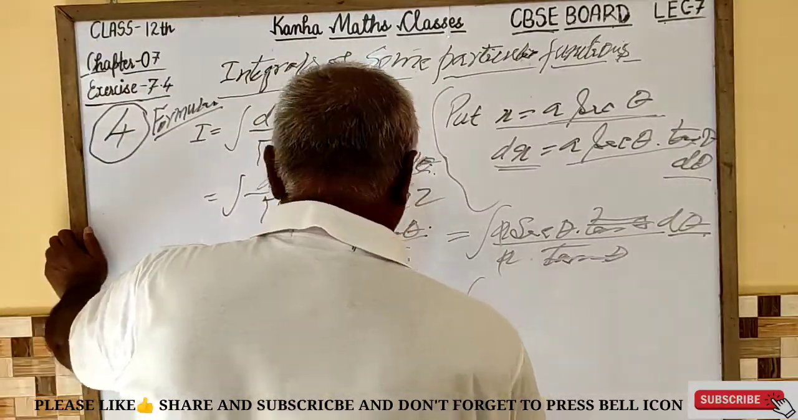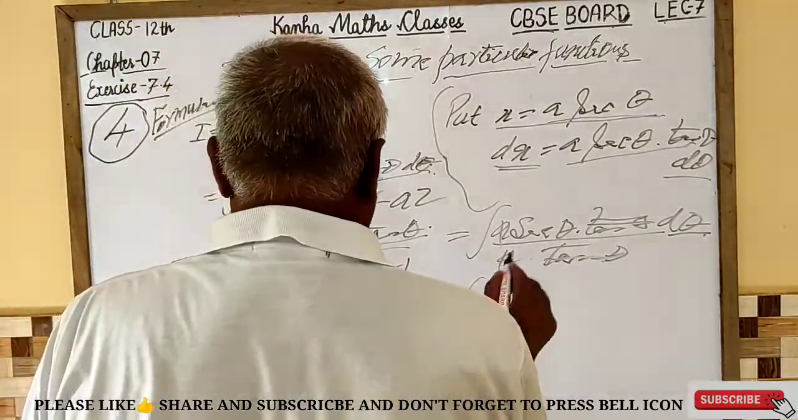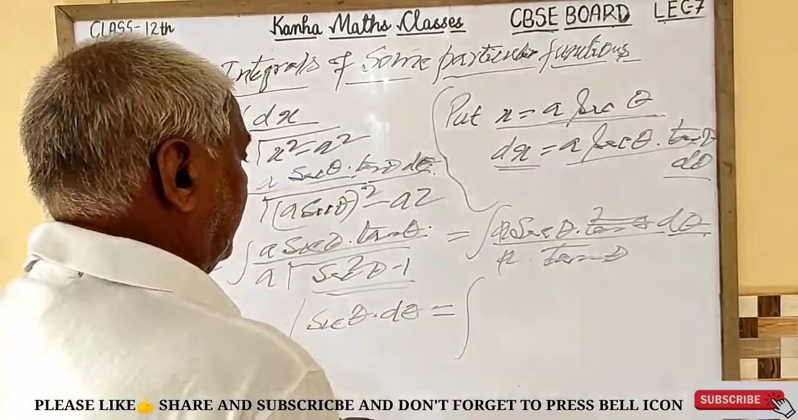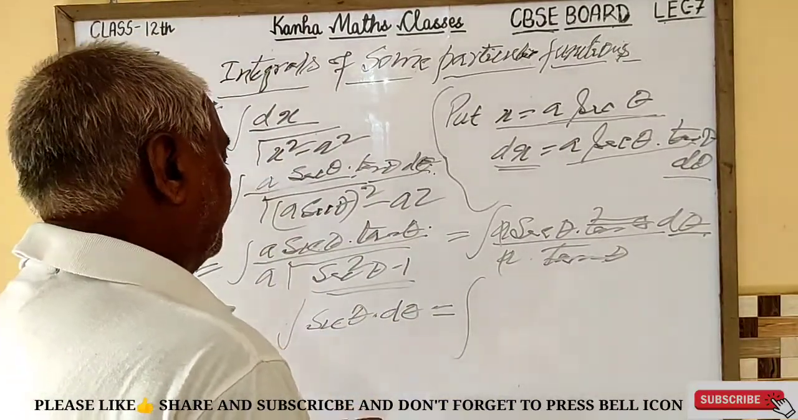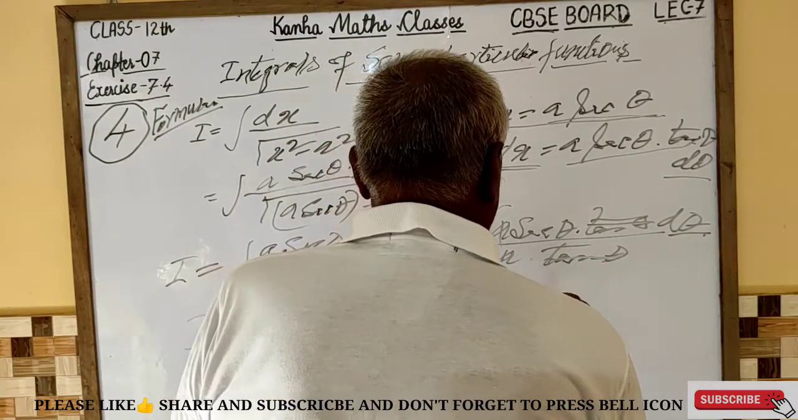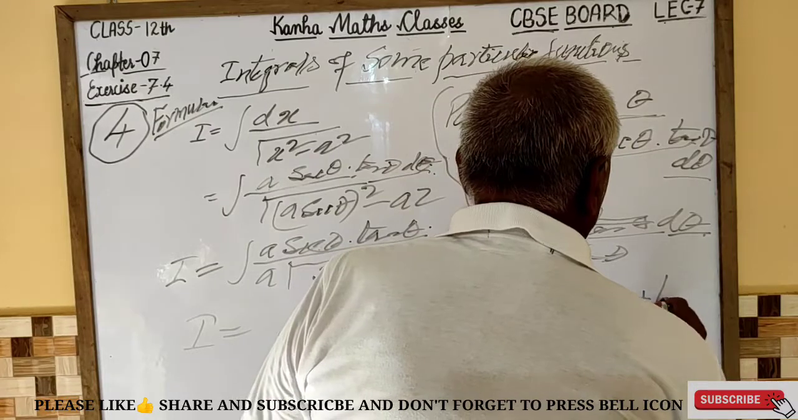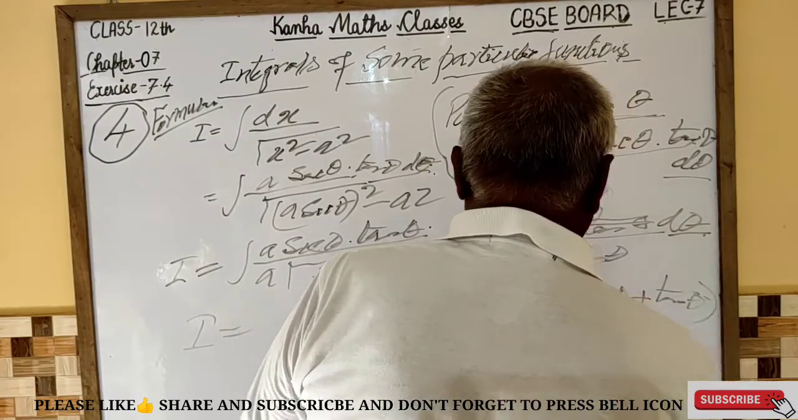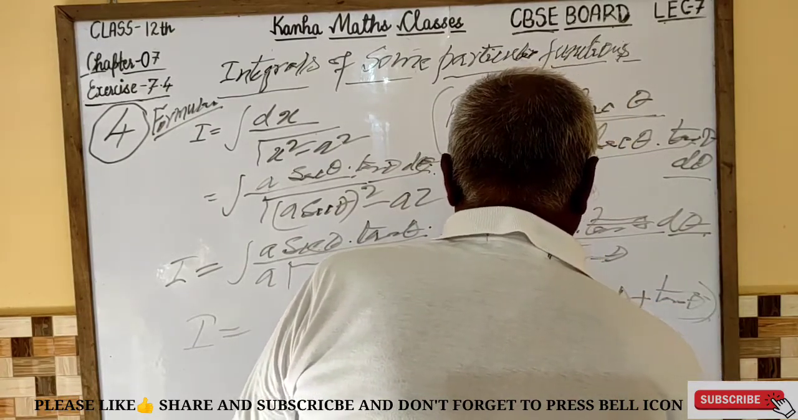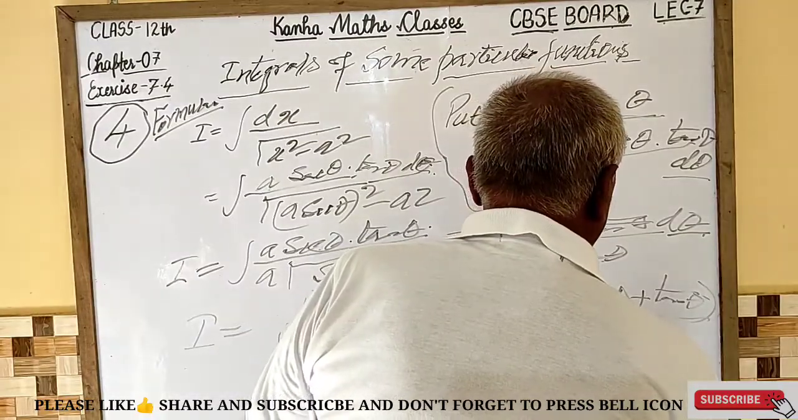Here we will use a trick by multiplying sec theta plus tan theta in the numerator and denominator. We have sec theta plus tan theta over sec theta plus tan theta.